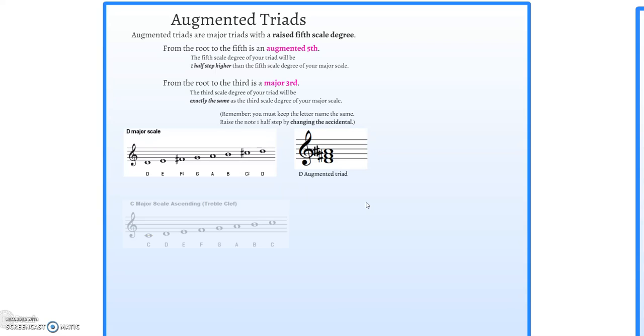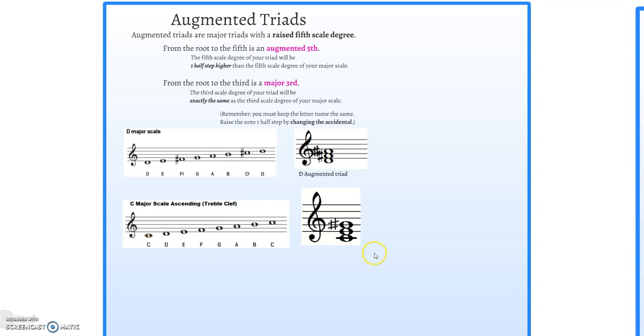Our second example, we'll use C major, no sharps, no flats. Again, we're looking at the root, that is C, our third, and our fifth. So the root and the third will remain the same as they are here in the scale. C natural, E natural, and our fifth needs to be raised a half step. So it goes from G natural to G sharp. So C, E, G sharp, and that is exactly what we have here in our C augmented triad.